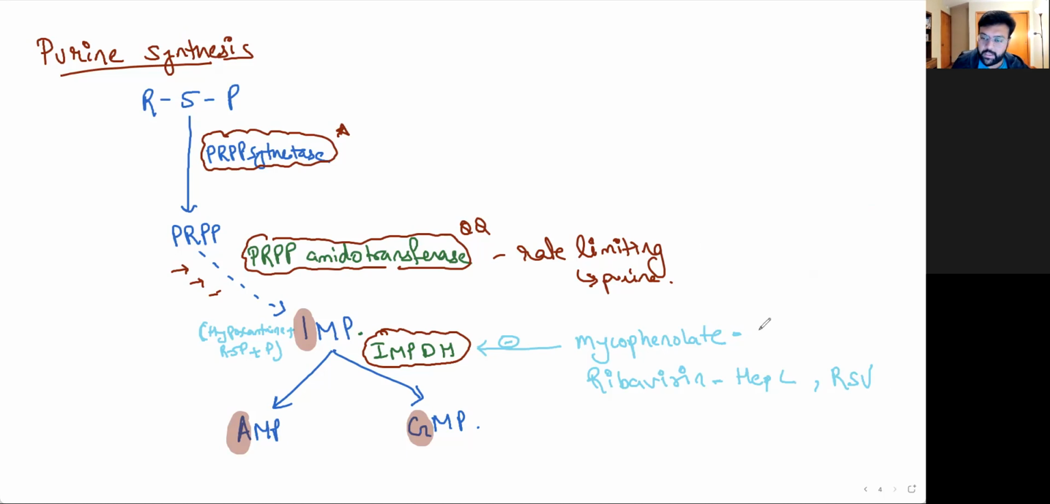Mycophenolate, you just know that's an immunosuppressant. So that's ribavirin, and mycophenolate can block IMP dehydrogenase. Perfect. One downside of mycophenolate is that it can increase the risk of lymphoma. Okay, I want to talk about this step and the step above.